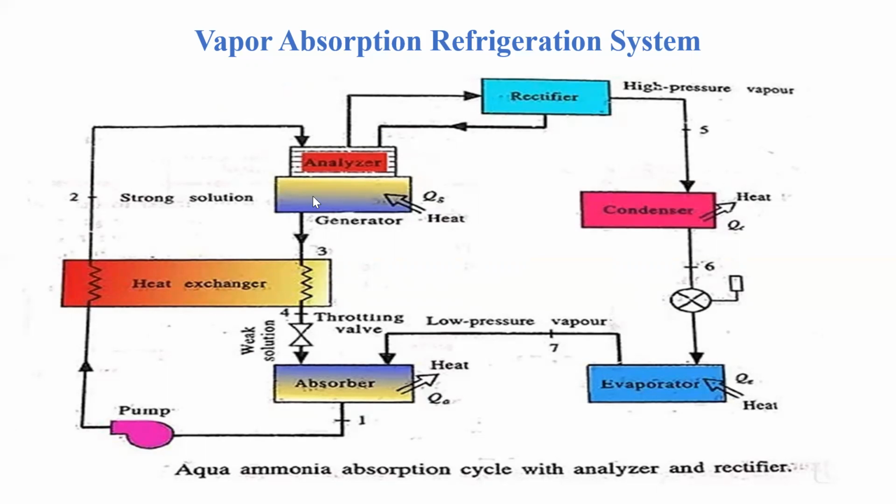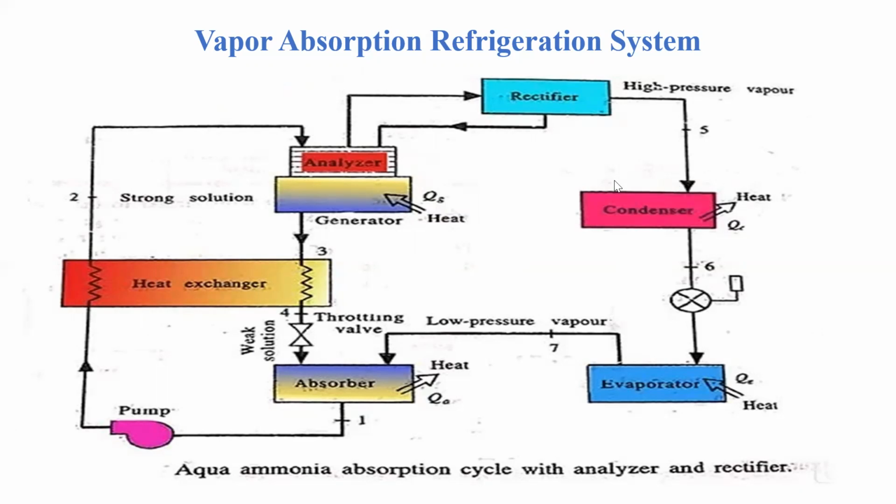The ammonia vapor drives through the analyzer and rectifier. The purpose of analyzer and rectifier is to cool the fluid as well as to separate the moisture content, right? Water particles present in the solution. Now, the pure vapor is passing to the condenser. The substance entering inside the condenser is a pure vapor, right? It is a high pressure ammonia vapor. Ammonia vapor enters inside the condenser.